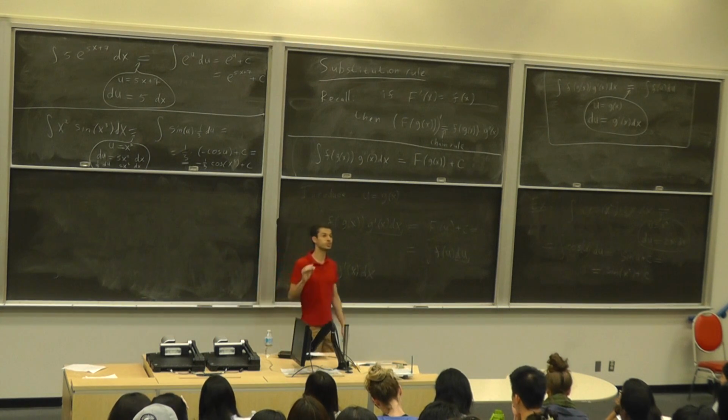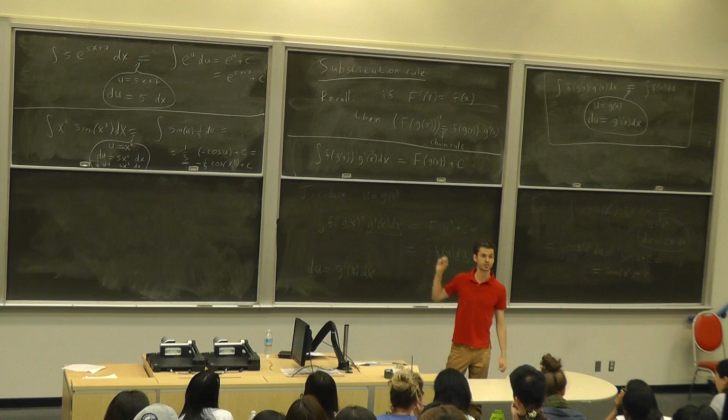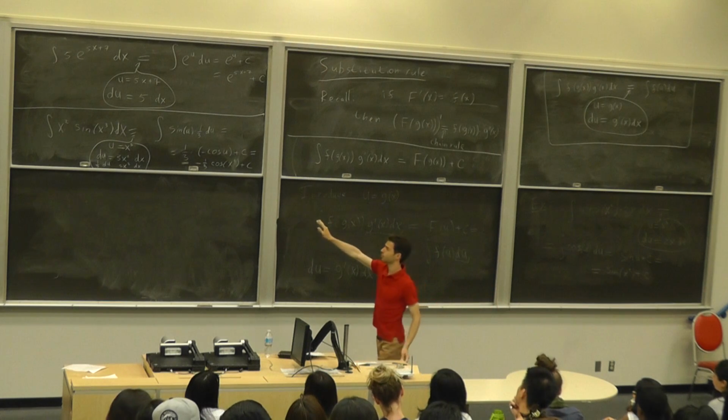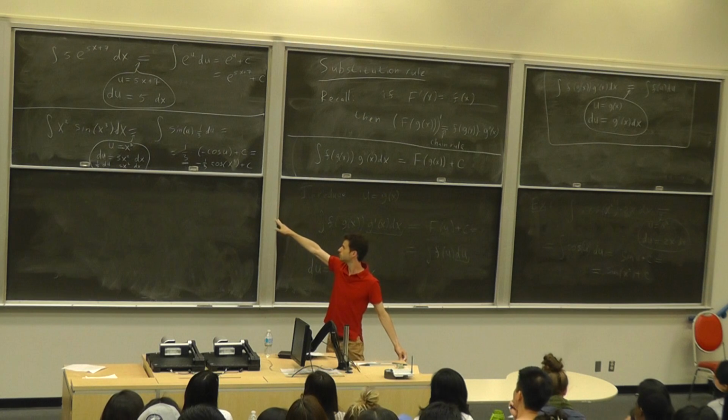So in this example, we did not see du exactly inside of this integral, but we almost did. We saw x squared dx. It wasn't exactly du, but almost.